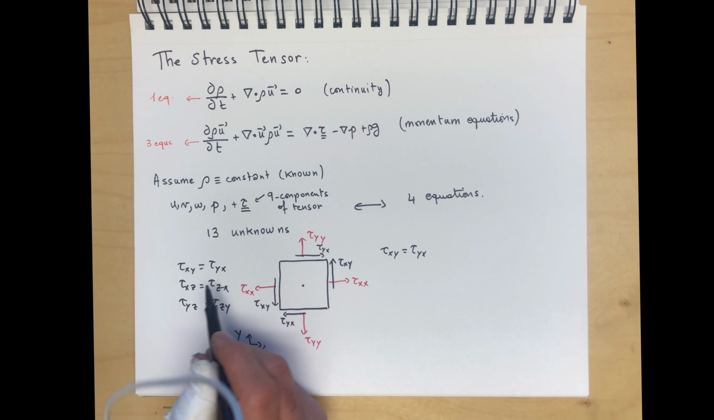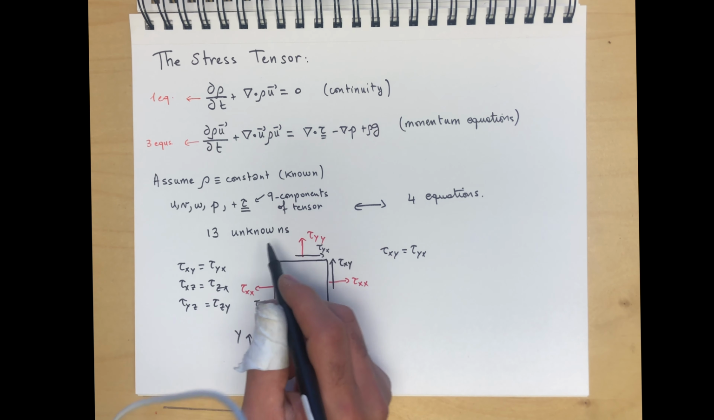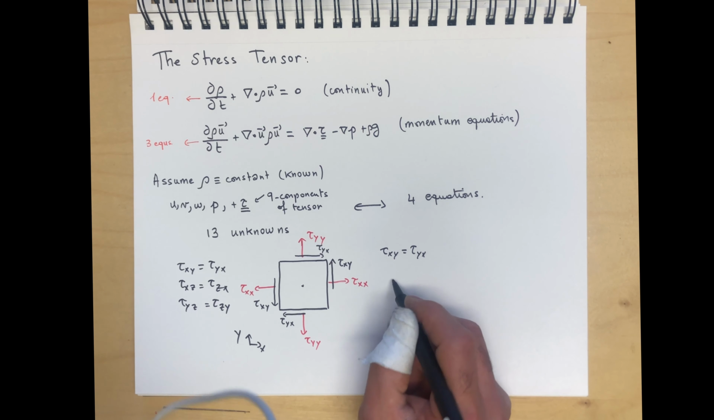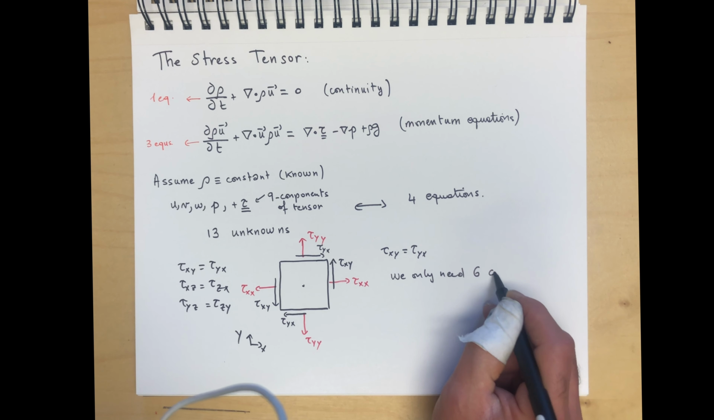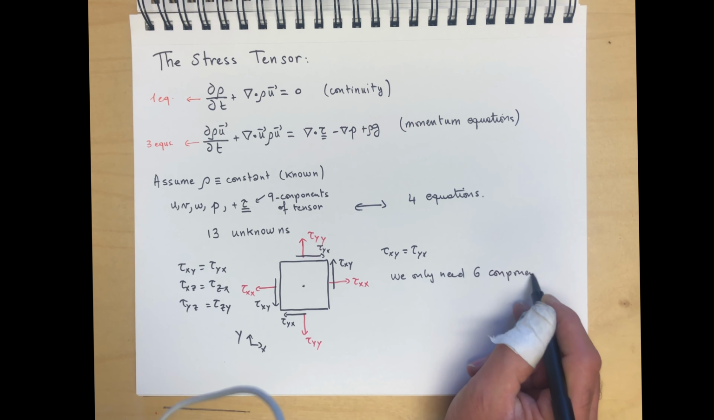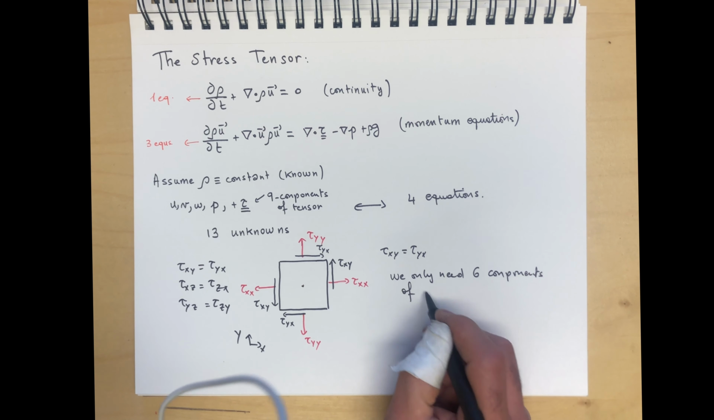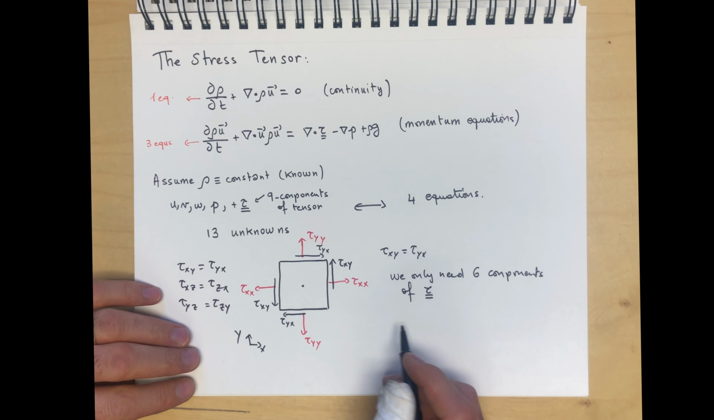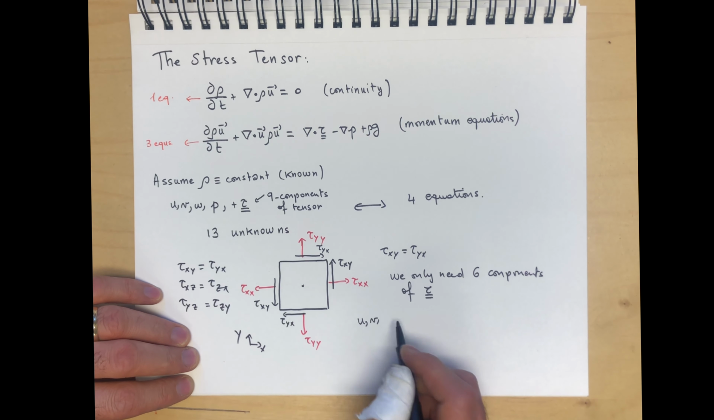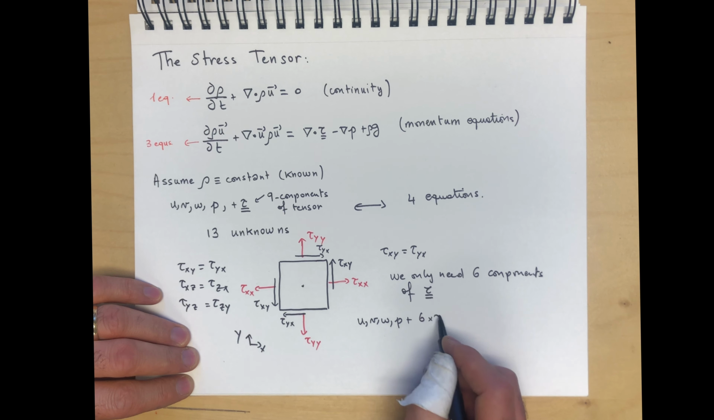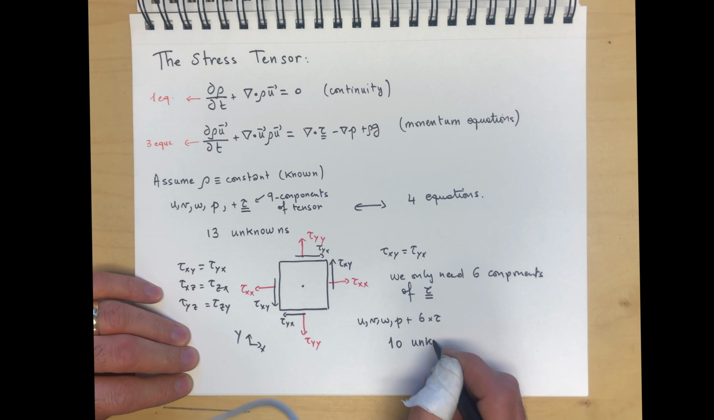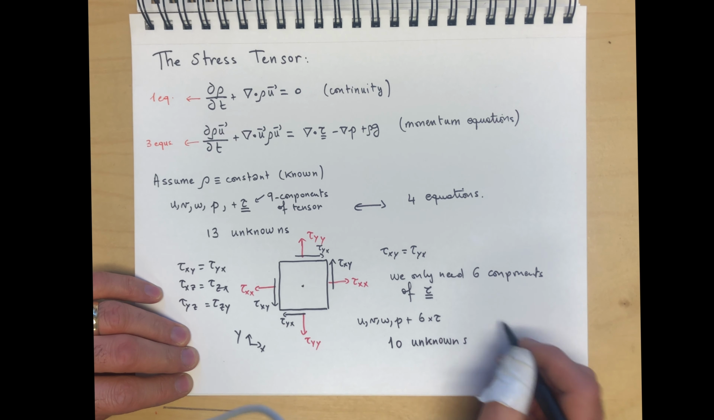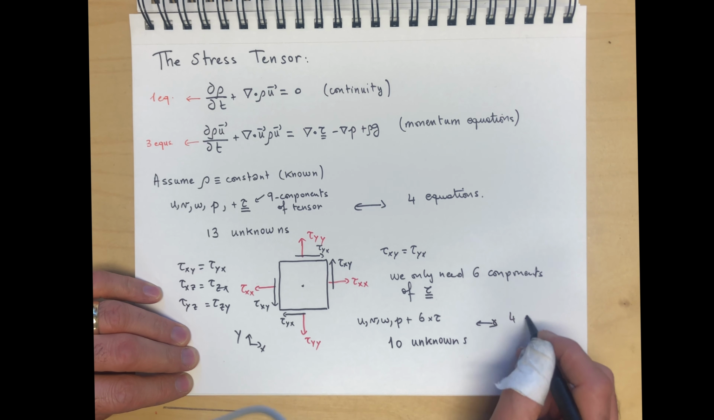And you can make the same argument for tau xz and tau yz. Okay, so if we make this assumption, then for the stress tensor we only need 6 components of tau. So this leaves us with u, v, w, p plus 6 times tau. So we get 6 and 4, we get 10 unknowns. But we only have 4 equations.